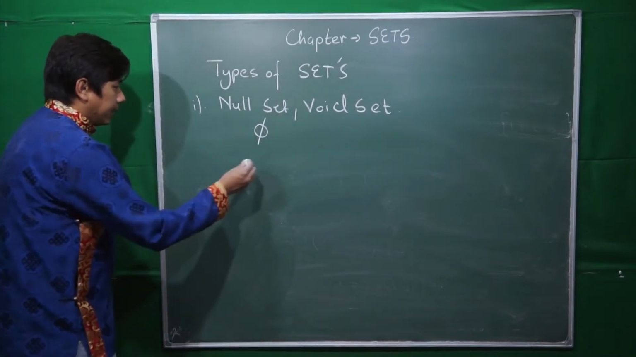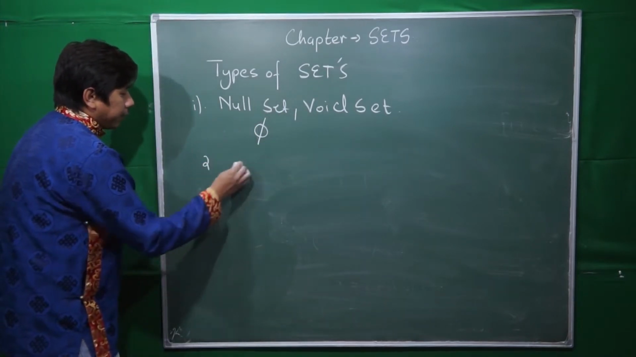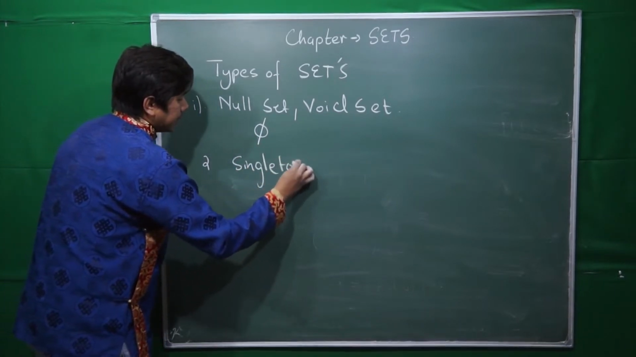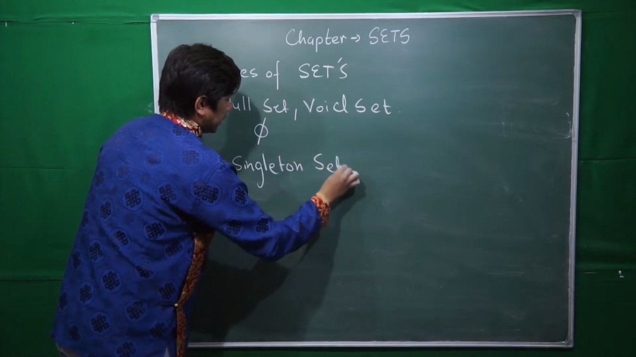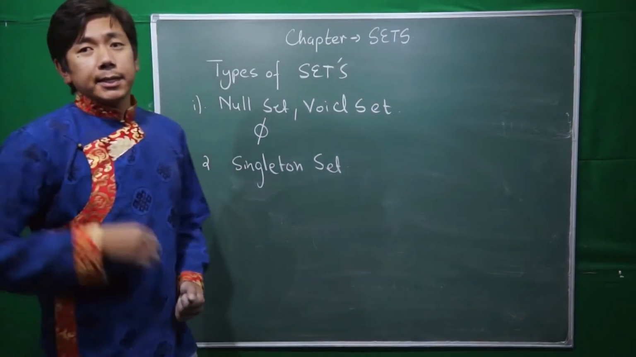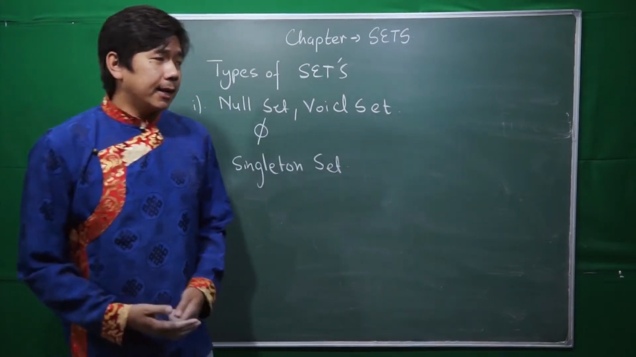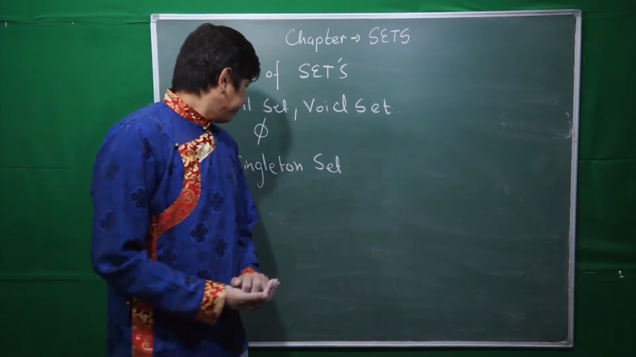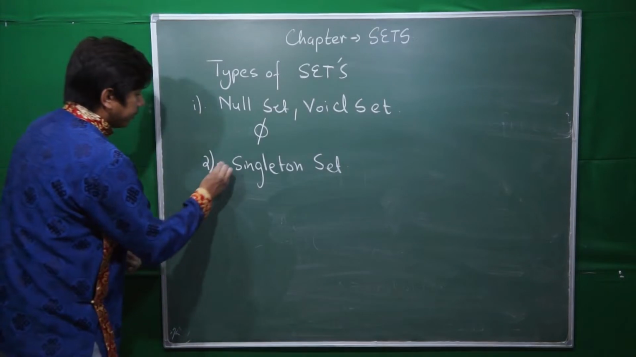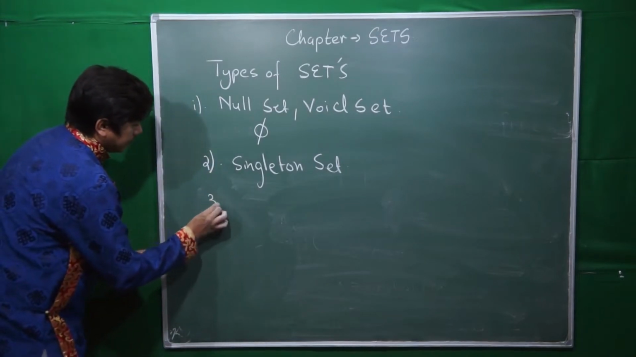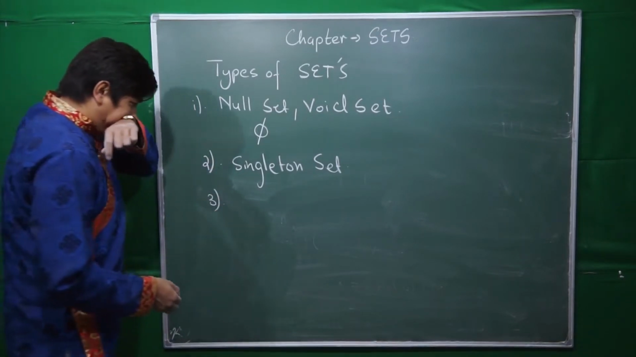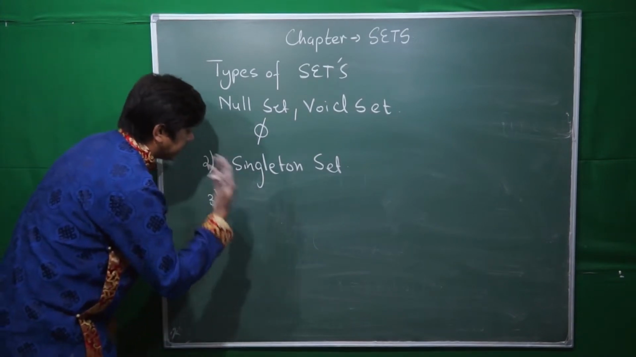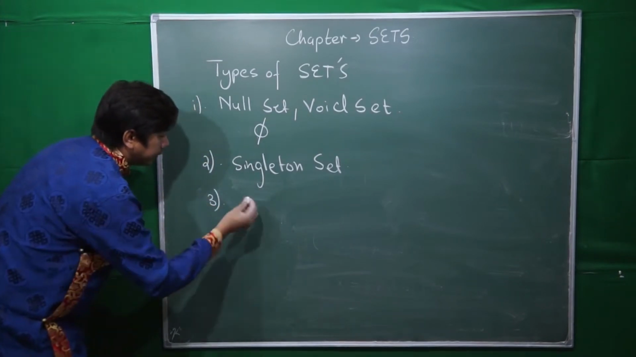Okay. Second type of set, we have the singleton set. What is a singleton set? It is a set that contains only one element. Third type of set, we have, after the null set and singleton set, the equivalent set.